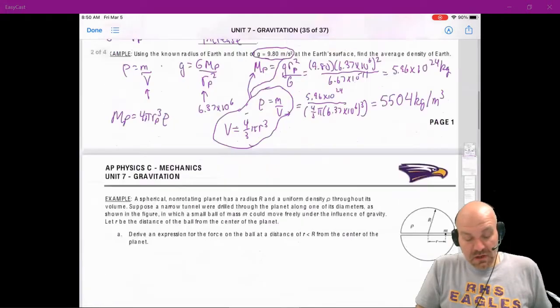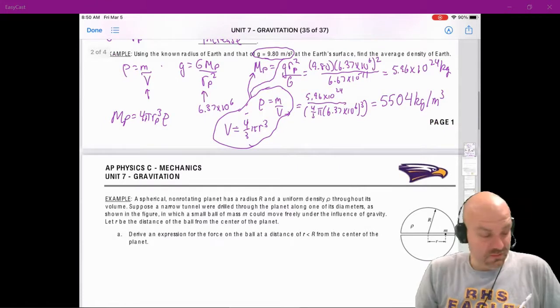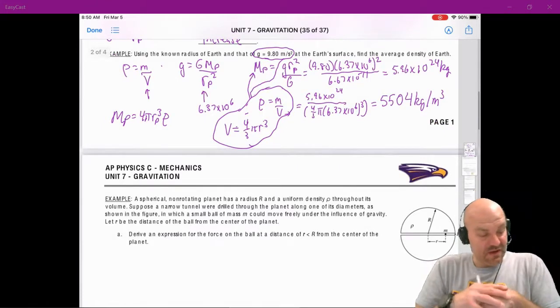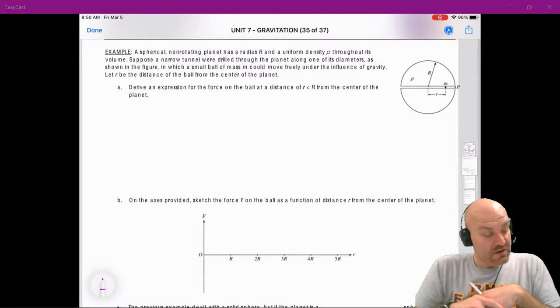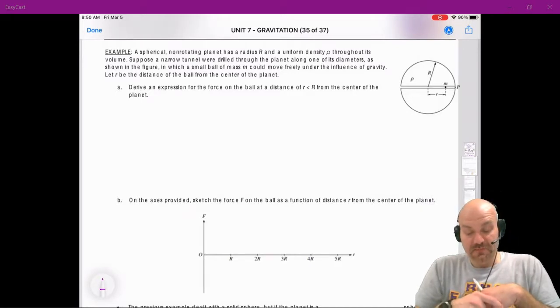All right. So here's an old AP Physics C question. You have a spherical, non-rotating planet that has a radius of R and a uniform density of rho throughout its volume. Suppose a narrow tunnel were drilled through the planet along one of its diameters, as shown in the figure, in which a small ball of mass m can move freely under the influence of gravity. Let r be the distance of the ball from the center of the planet. Derive an expression for the force on the ball at r less than capital R.